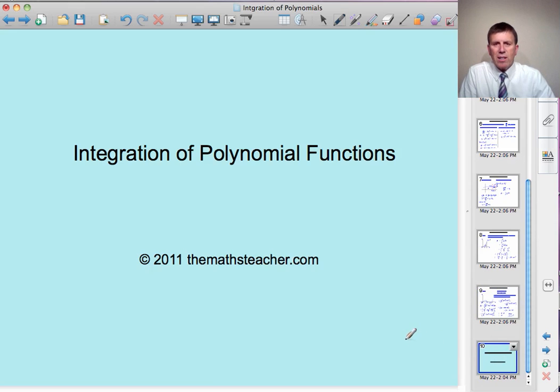Right, that brings us to the end of this lesson on the integration of polynomial functions. You'll now find an exercise covering all the types of example we've been working on.